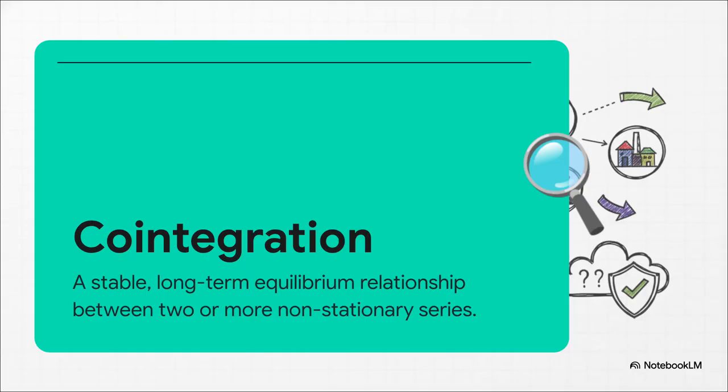Well, the answer to that puzzle is this beautiful concept called cointegration. It describes a situation where you have two or more things that are just wandering around over time, but they're still bound together by some kind of stable, long-term relationship. So even though they drift, they're sharing the same journey, basically.